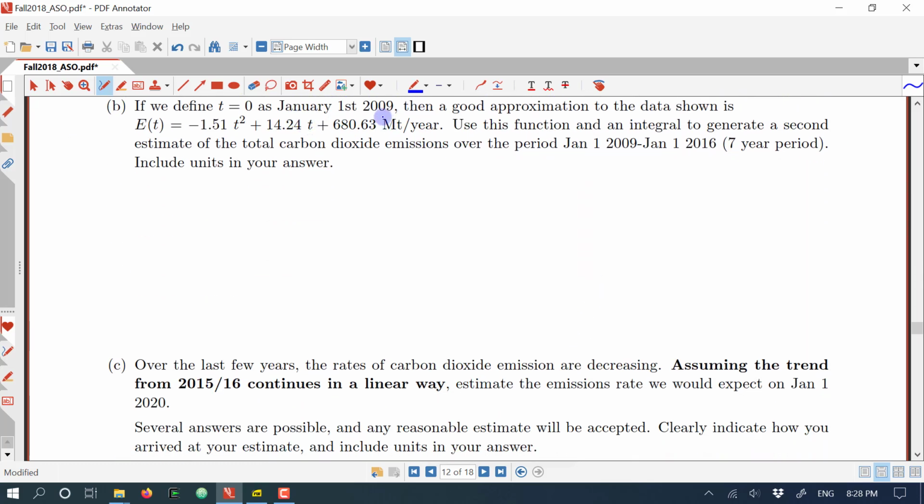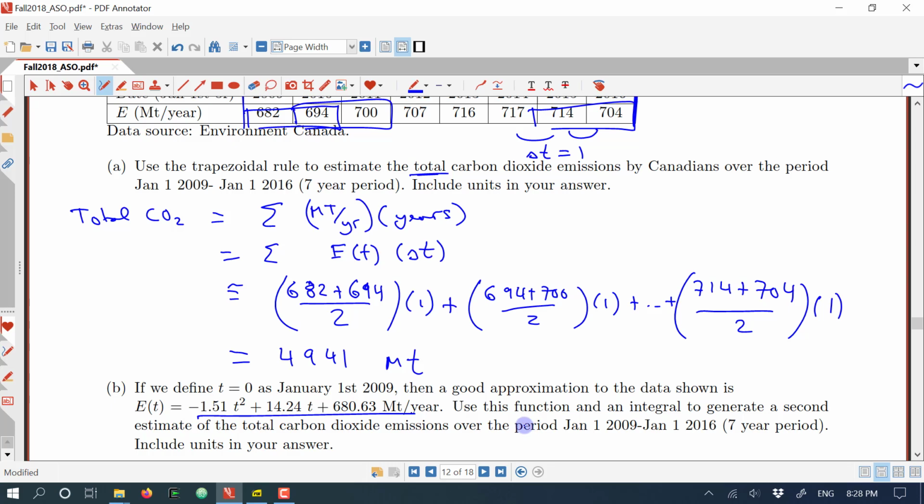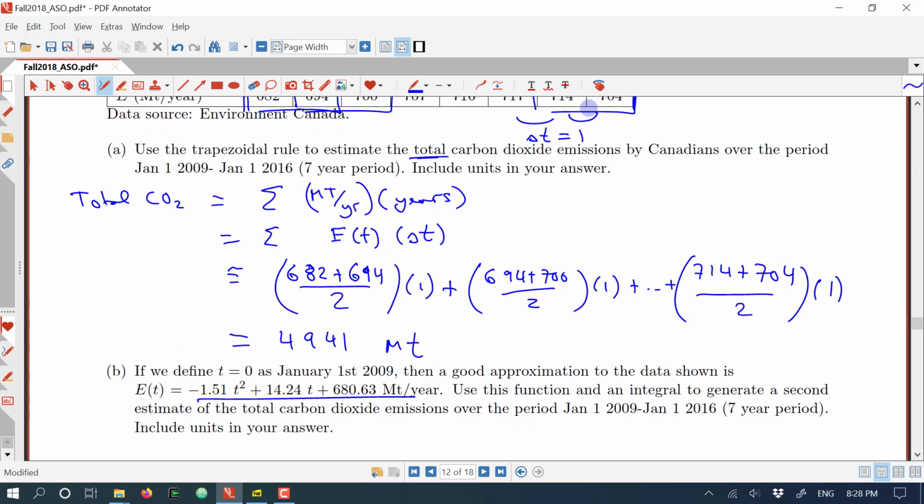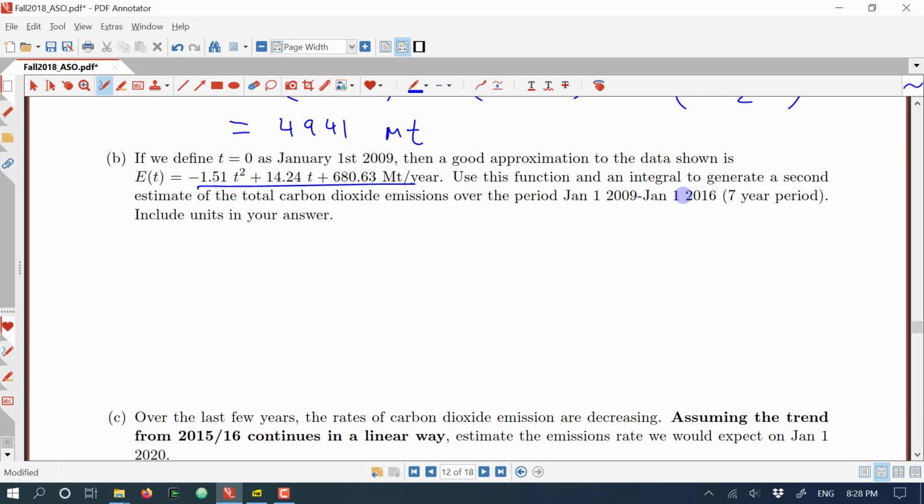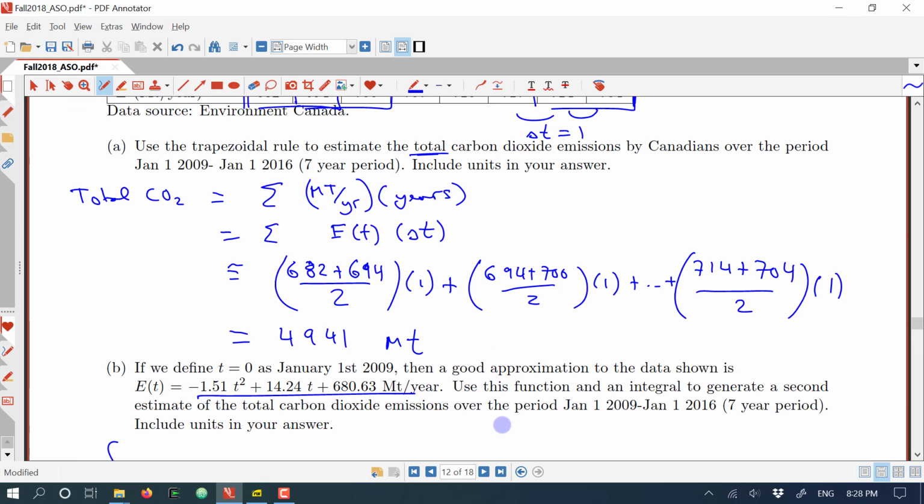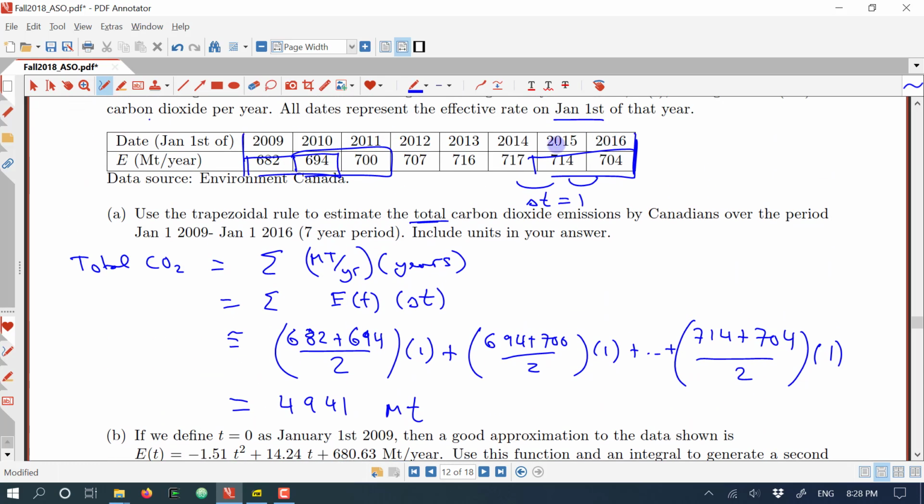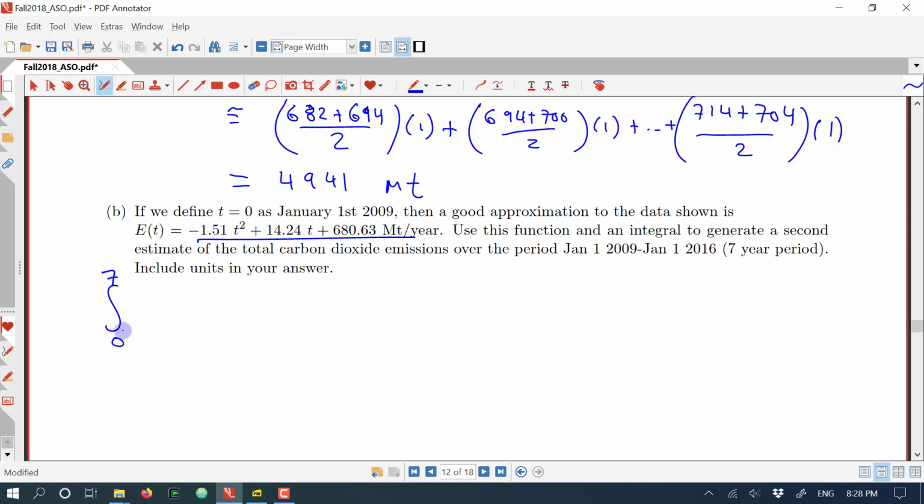Now, what if we change this up a little bit? Here we're given a formula instead of the data points, and we're told that this formula is a good approximation to the data. Well, what we want here is the exact version of what we were doing before. So we're going to integrate from 0 to 7, because 2009 to 2016 is the endpoint here. That's a total of 7 years. So from time 0, that's 2009, to time 7. And we have this relatively simple quadratic, which is nice.